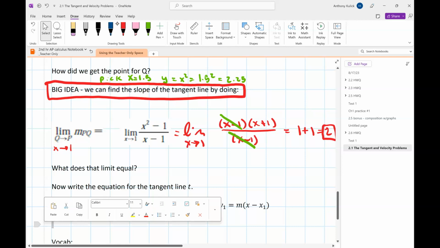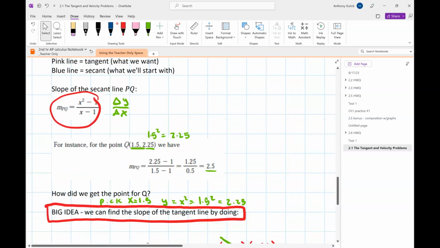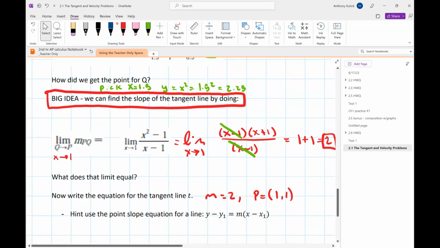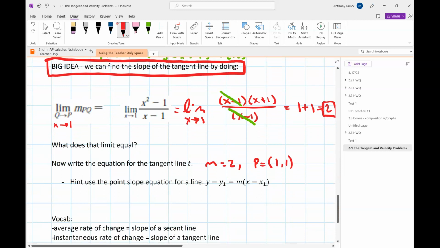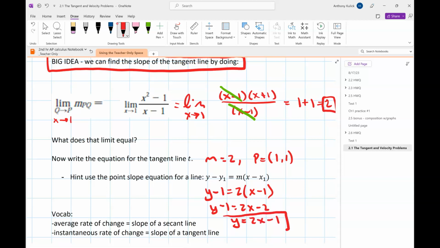So if we want to write the equation for our tangent line, we know the slope is 2. And my point was the point (1, 1). Remember, that was the point in our example. We're just working back to that. So I'm going to use the point-slope equation. So y1 is 1, m is 2, x1 is 1. And now I can just distribute the 2 through and add the 1 over, and that would be the equation of my tangent line.